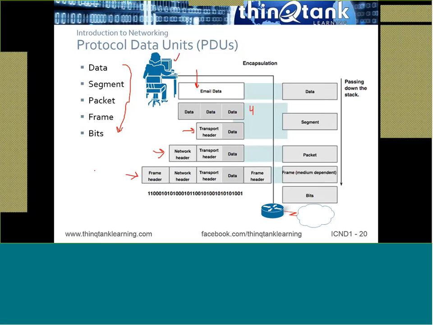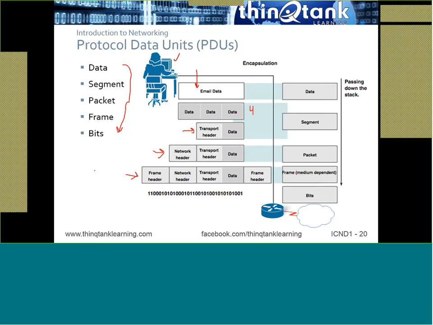What are the headers for? The headers have the recipient's information. Well, they have all kinds of information in them. They have the recipient's information. They have the sender's information. They have QoS values. They have time to live values. They have a lot of stuff in them. The headers are used by the devices in the network to make decisions.